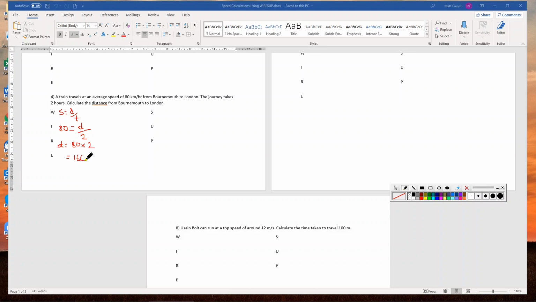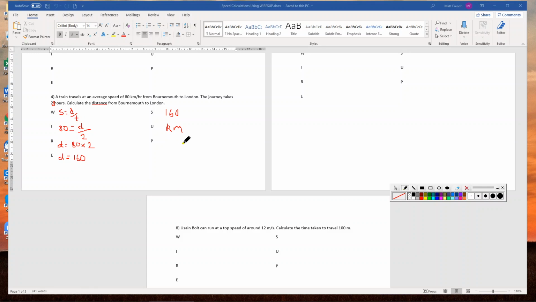And we get 160. So significant figures, we'll leave it at 160. Really, I suppose this question should actually say 2.0 hours. And we've got 2 significant figures on both numbers, and so we could leave that as 160. The units. Well, we multiplied the speed in kilometers per hour by time in hours. So that would give us a unit of kilometers.